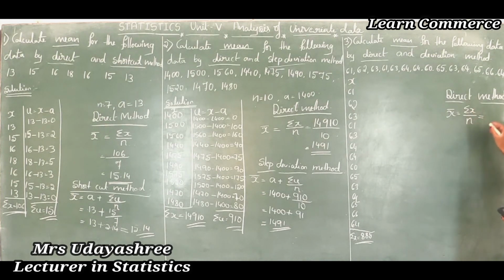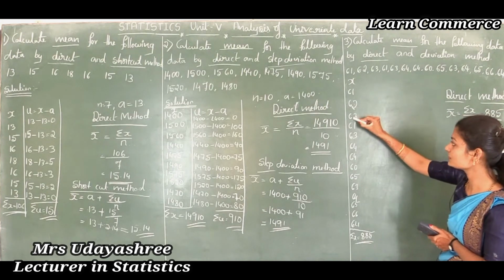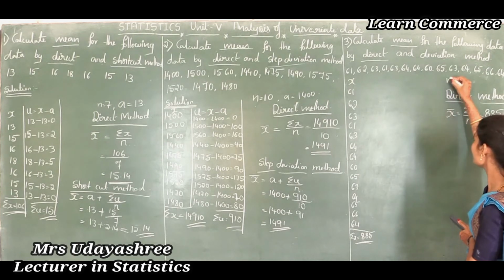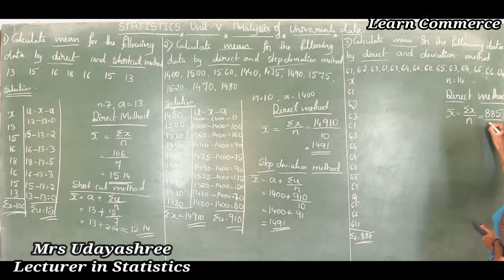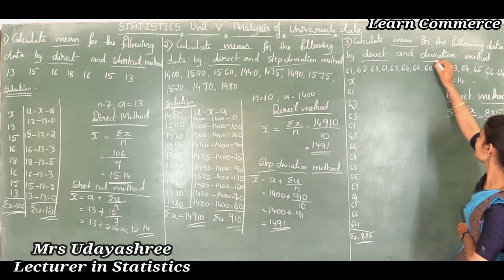In the place of sum of x I will substitute 885, divided by small letter n. What is small letter n? It is the total number of observations. Counting the given observations, 1, 2, 3, up to 14, small letter n is 14. So this is equal to 885 divided by 14, which is 63.21.